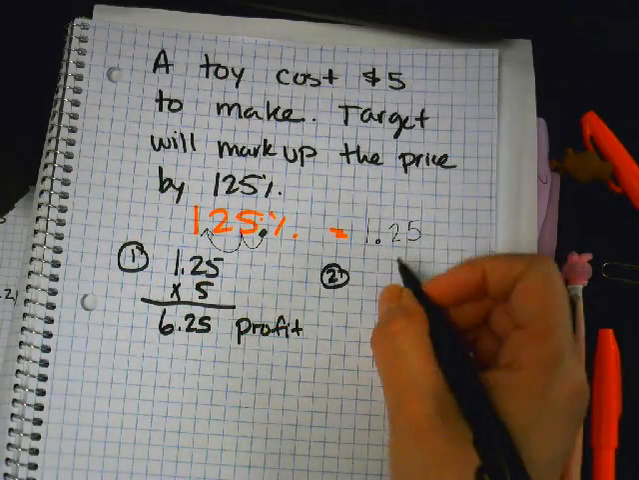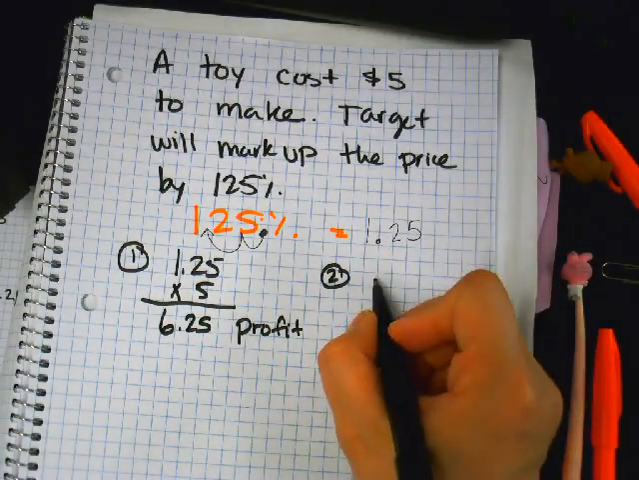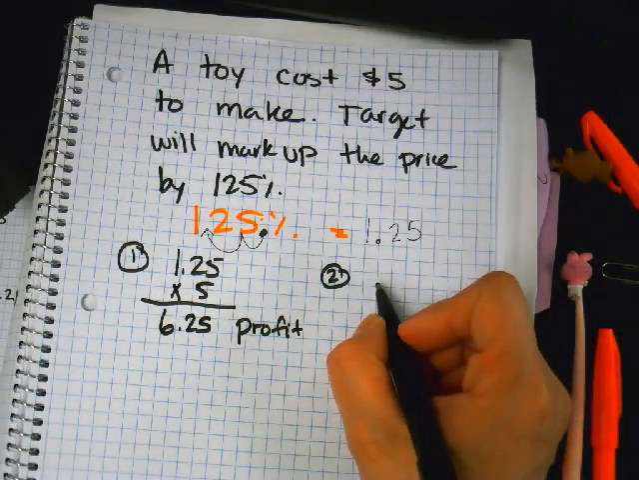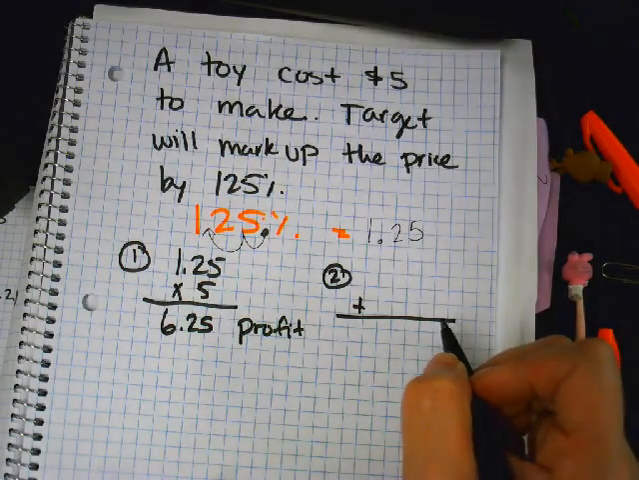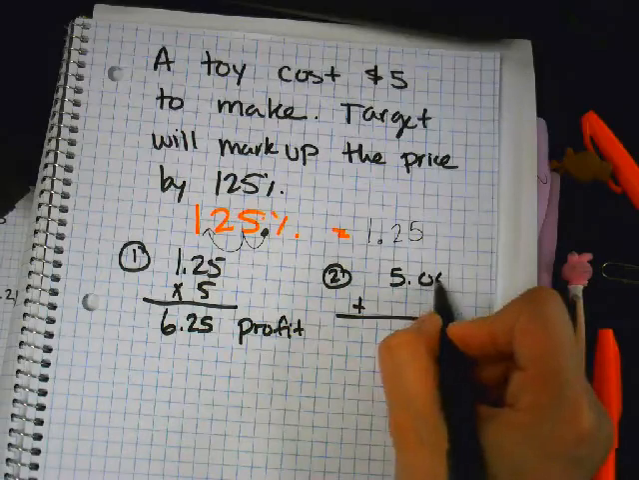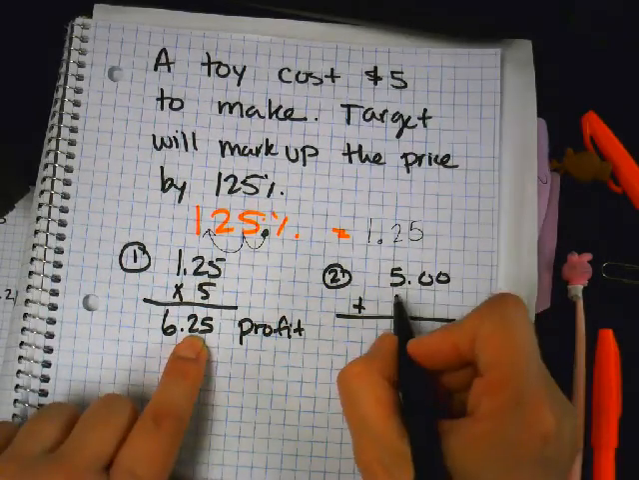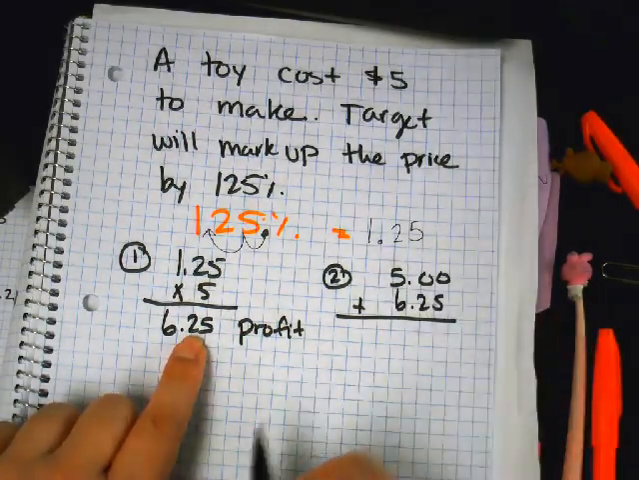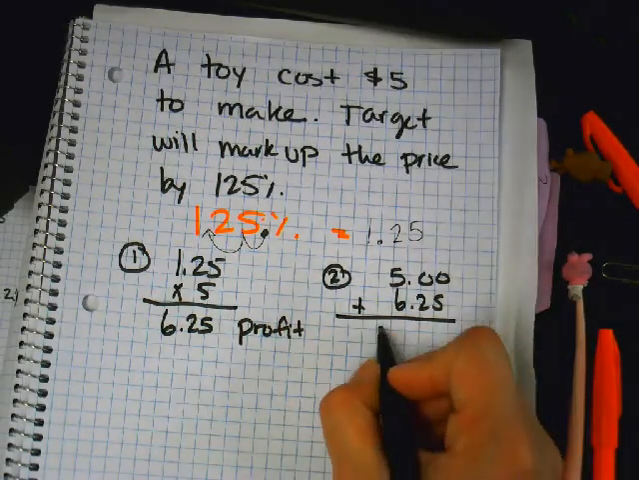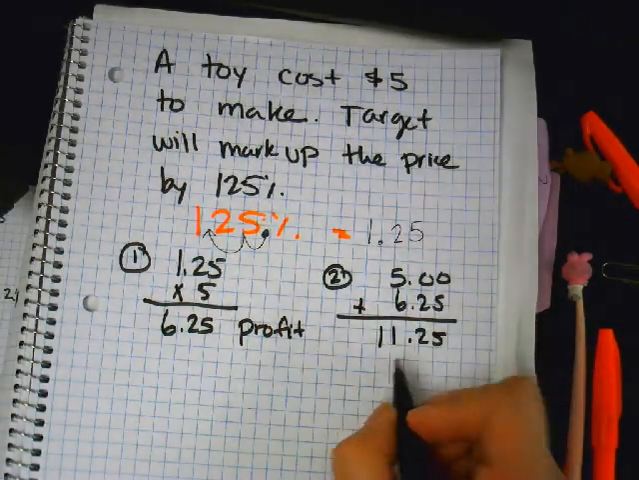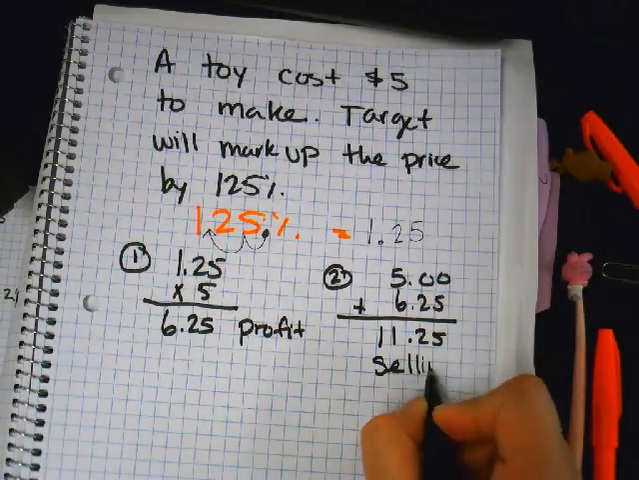What do I do? Add. Okay, what's the original cost? $5. And I'm going to add it to my profit. Could you put 625 on top? Yeah. So what's $5 plus 625? $11.25 is your selling price.